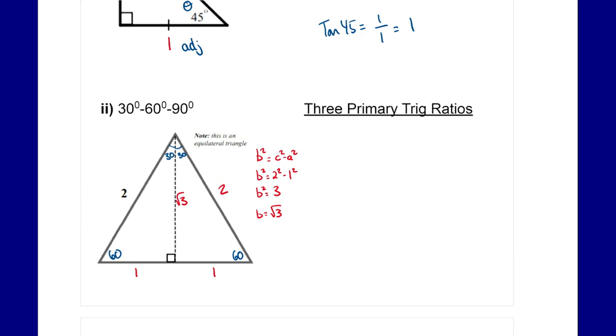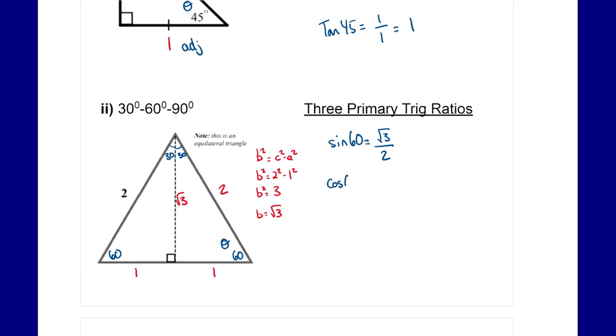Now that I have these, I can go through and come up with my primary trig ratios, and I'm going to have it for two different versions. One for dealing with a reference angle of 60, and one dealing with a reference angle of 30. So let's start with 60 first. So let's say sine of 60. So sine is opposite over hypotenuse, so root 3 over hypotenuse, which is 2. So that is my ratio.